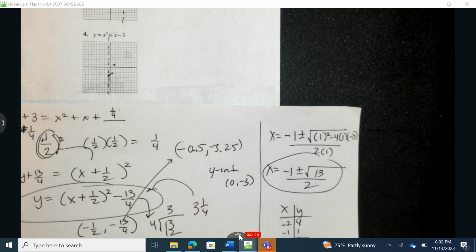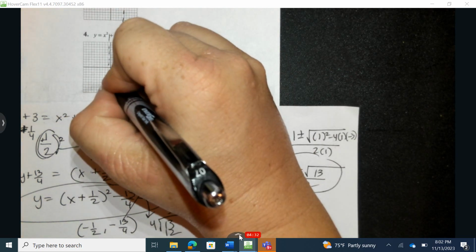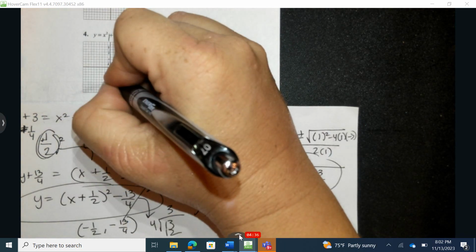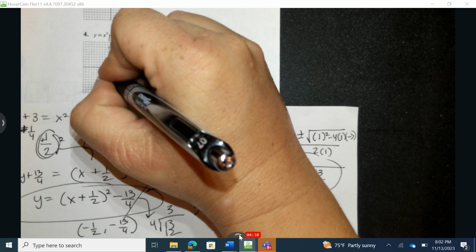That's just approximation. I'm going to go 1 to the left and 1 up. 1 to the left and 1 up. And I'm going to go 2 to the left and 4 up. So 2 to the left, 1, 2, and 4 up.